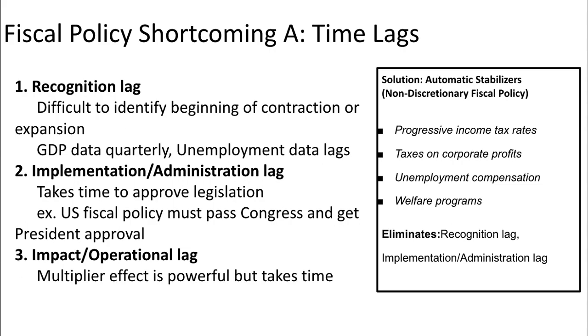There's also the second type of lag, this implementation or administration lag, the idea that actually passing legislation and getting the fiscal policy approved takes more time than the government would intend. And then the third type of lag is impact and operational lag. Even when fiscal policy is recognized as needed and is passed, the actual process of the multiplier effect is not immediate; it takes time as well.